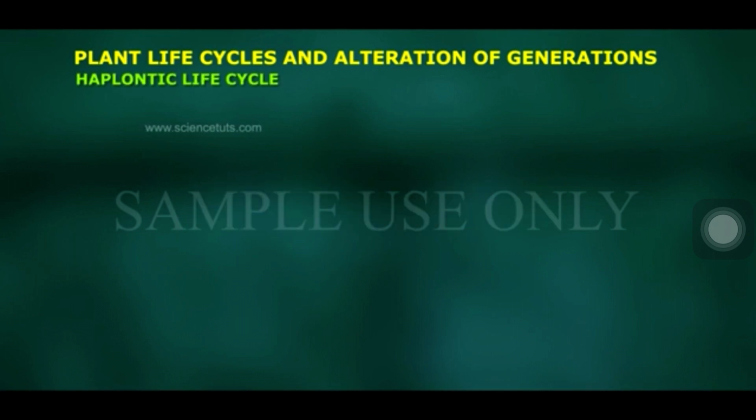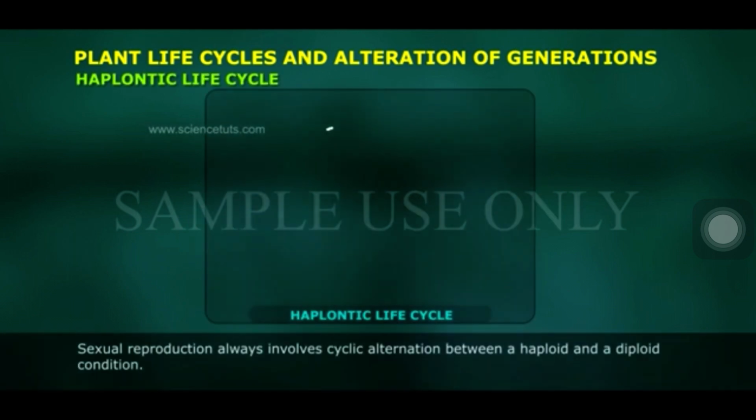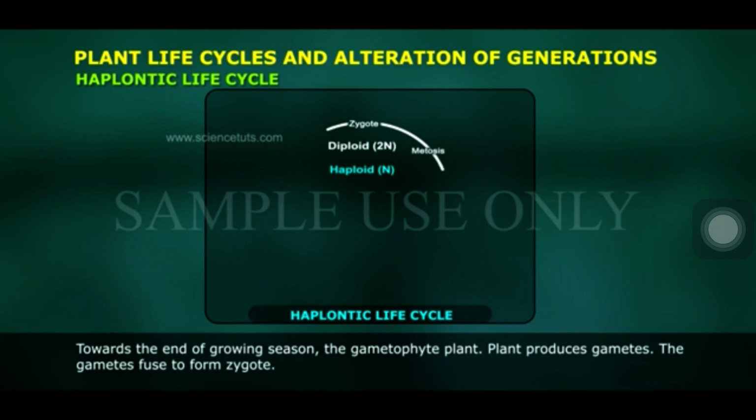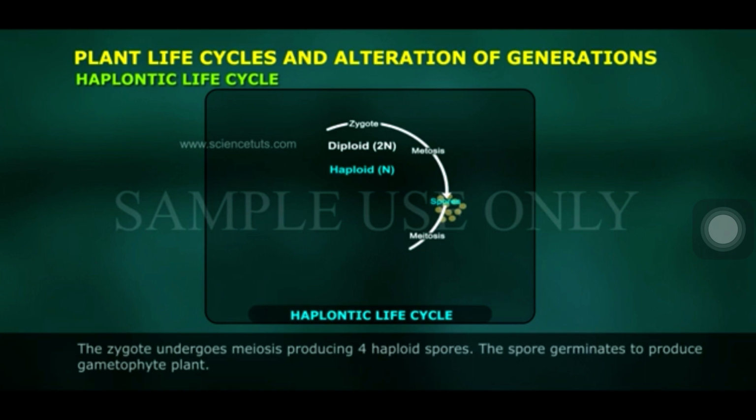1. Haplontic life cycle. Sexual reproduction always involves cyclic alternation between a haploid and a diploid condition. Towards the end of the growing season, the gametophyte plant produces gametes. The gametes fuse to form a zygote. The zygote undergoes meiosis, producing 4 haploid spores. The spore germinates to produce the gametophyte plant.